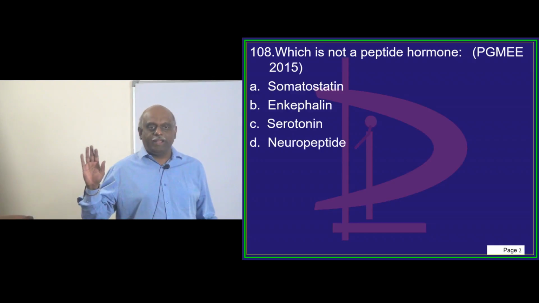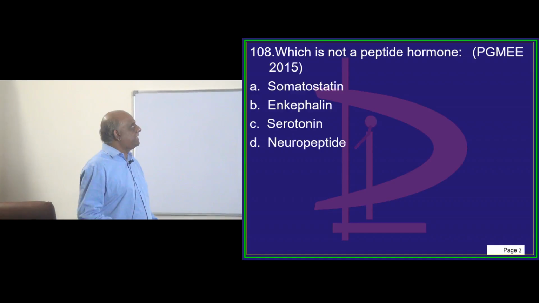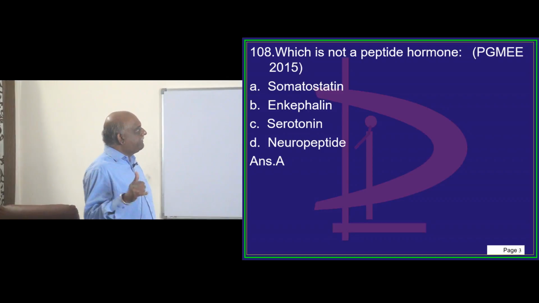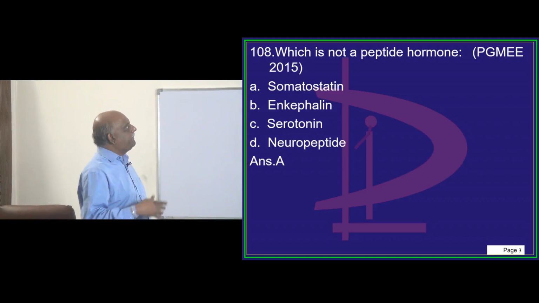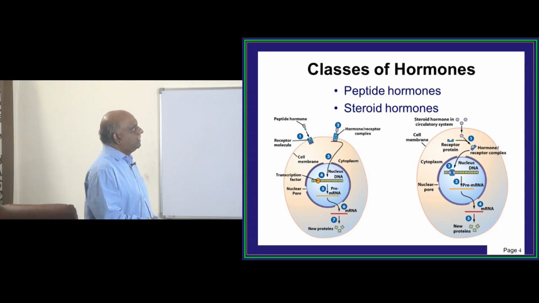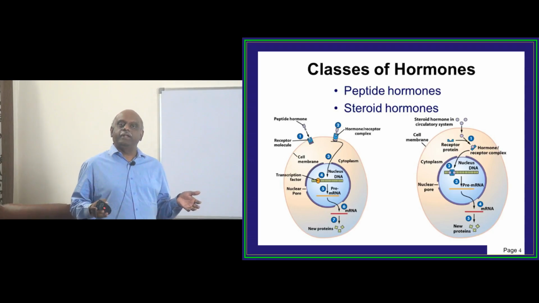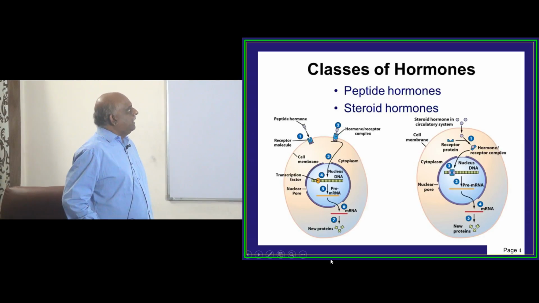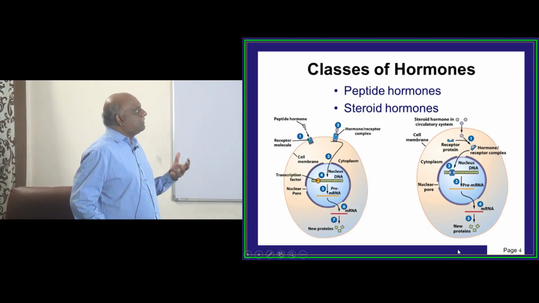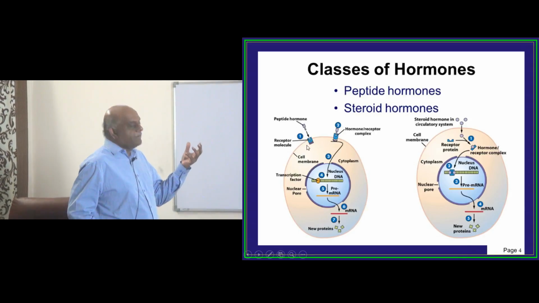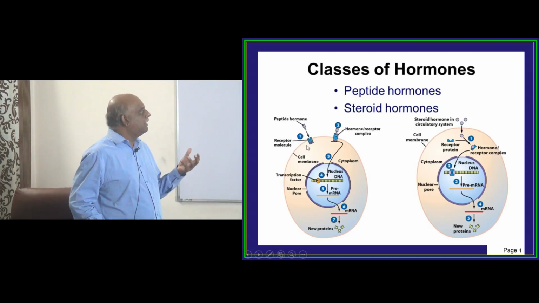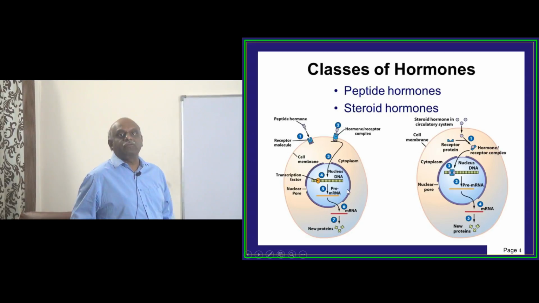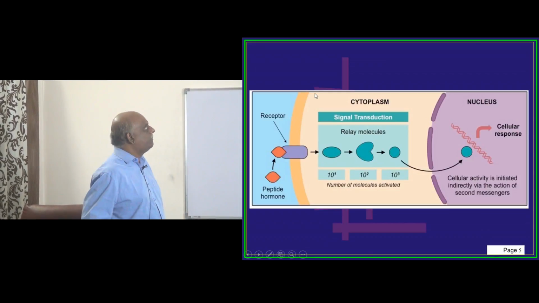Which is not a peptide hormone is the examiner's question. Out of all this, enkephalin, serotonin, neuropeptide, they are all peptide but not somatostatin. So fundamentally, hormones are divided into peptide hormones and steroid hormones. Then, among the peptide hormones, they have a receptor on the cell membrane, and some of them will enter into the nucleus after forming a hormone receptor complex.